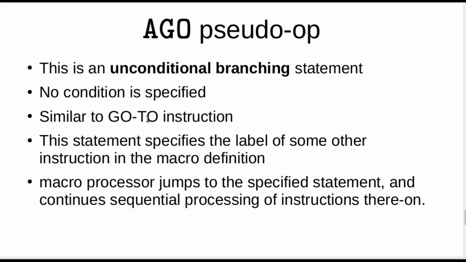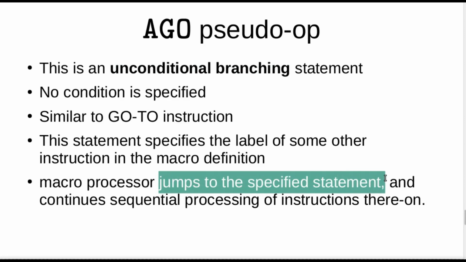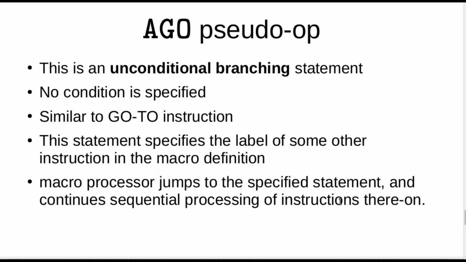It is similar to a go to instruction. This statement specifies the label of some other instruction in the macro definition. The macro processor jumps to the specified statement and continues sequential processing of instructions thereon, right? So wherever we specify the AGO statement, there is no need to check for any condition. It simply jumps to the instruction whose label is mentioned along with the AGO pseudo op. This is how it works, right? We are not going into examples of the AGO pseudo op, but we are just supposed to know the details of it.